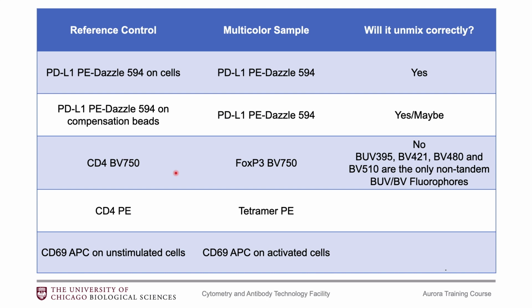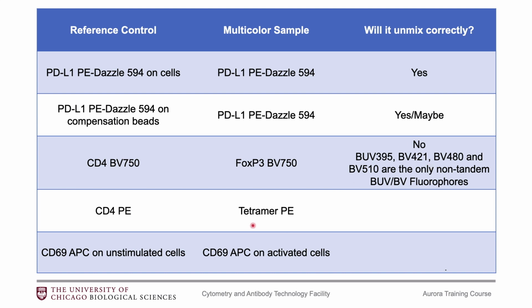This is the one where I tricked you because I did not tell you all the tandem dyes. So the brilliant UVs and the brilliant violets are sneaky. There are a lot of tandem dyes that don't have dashes in the name. So the ones that are not tandem dyes are the first ones of the series. So BUV395 and BV421, also BV480 and 510. Those are the only non-tandem dyes in this group of fluorophores. All the other ones are tandem dyes. So that means that BV750 is a tandem dye. Because it's a tandem dye, I am not allowed to swap it out with something different. And you can check out our website. I have a list that you can download off of our website that will list, from what I can tell, what I've researched, which fluorophores are tandems and which ones are not.